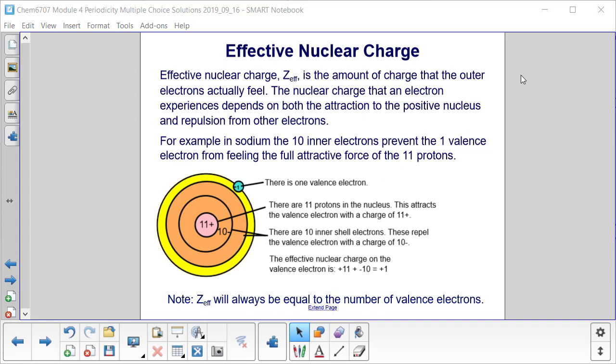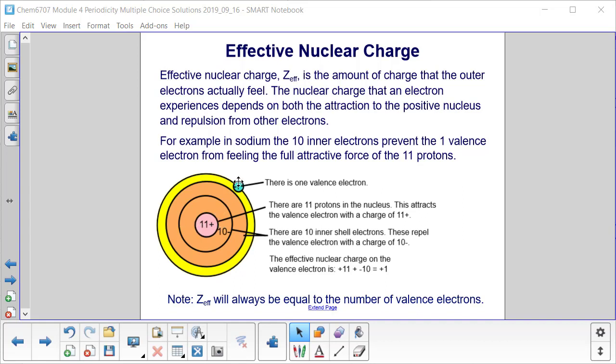Before we begin talking about the trends that we might see in the periodic table, let's discuss effective nuclear charge. Effective nuclear charge, or Zeff, is the amount of charge that the outer electrons actually feel from the nucleus. The nuclear charge that an electron experiences depends on both the attraction to the positive nucleus and the repulsion from other electrons. For example, in the sodium atom, the 10 inner electrons prevent this one valence electron from feeling the full attractive force of these 11 protons in the middle.